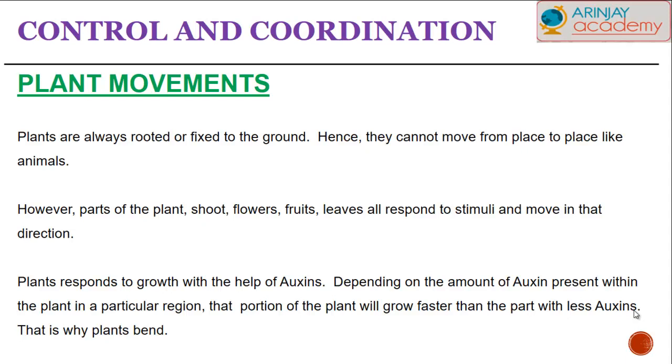Plants respond to growth with the help of auxins. Depending on the amount of auxins present within a particular region within the plant, that portion of the plant will grow faster than the portion that has fewer auxins. That's the reason why plants have the tendency to bend.